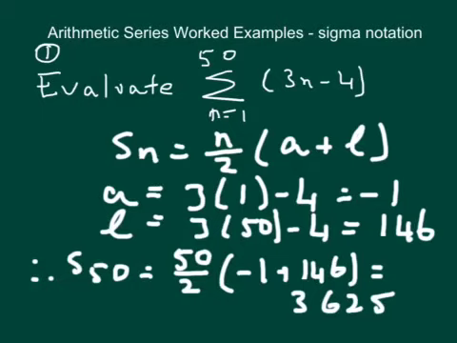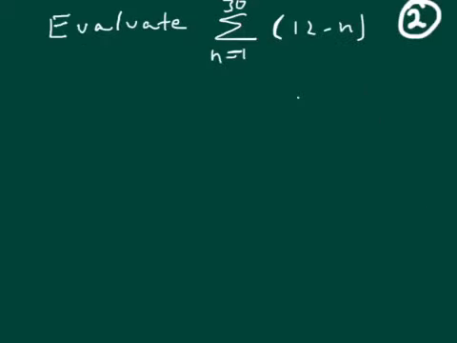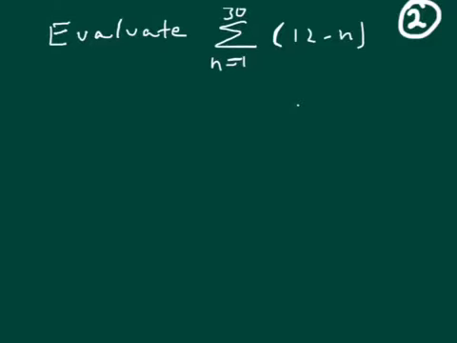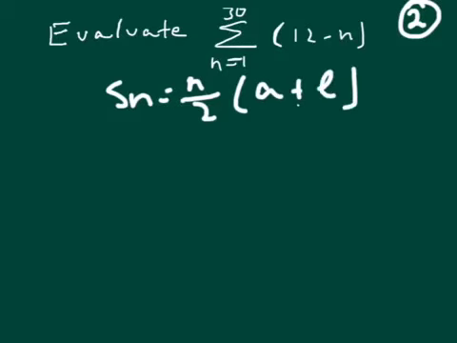Let's move to another example now. And there's nothing very different about this example, except you'll notice that there is a minus n going on there. And we've just got to be a little bit careful when negatives are involved, pretty well in any area of mathematics. Okay, so let's get cracking on this one. So again, we're going to use the formula Sn equals n over 2, a plus l. We can always use this formula for sigma notation problems.